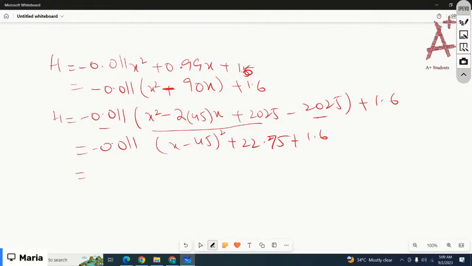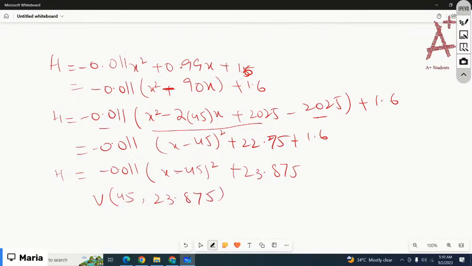So it would be negative 0.011 times x minus 45 whole squared, and 22.275 plus 1.6 is 23.875, right? So that means the equation is now in vertex form. The vertex is 45 and 23.875. That means the maximum height of the water is 23.875, right?